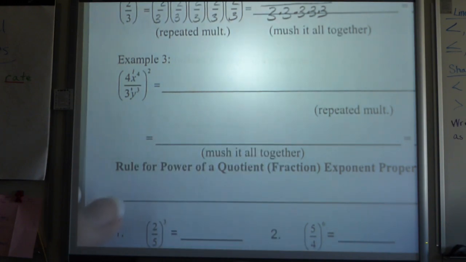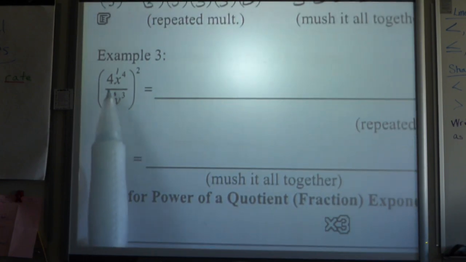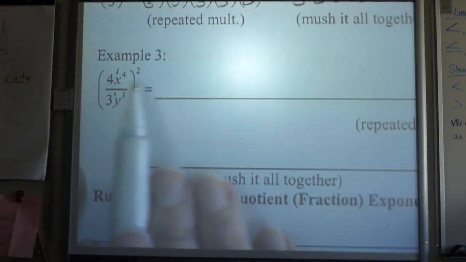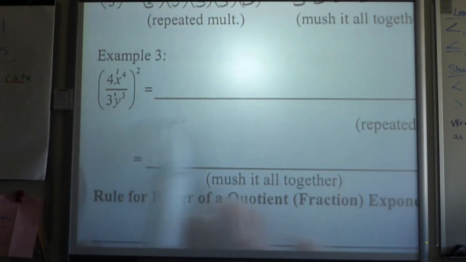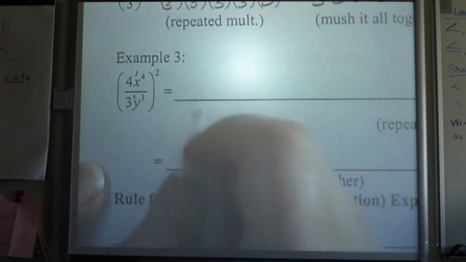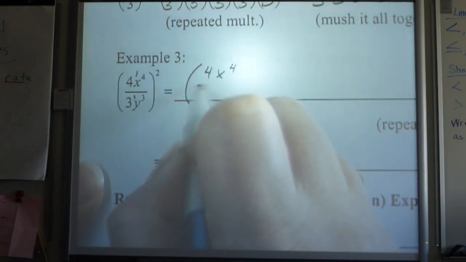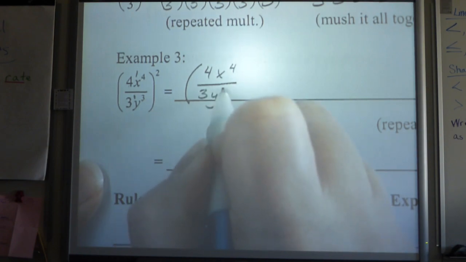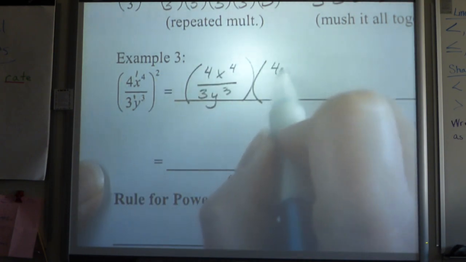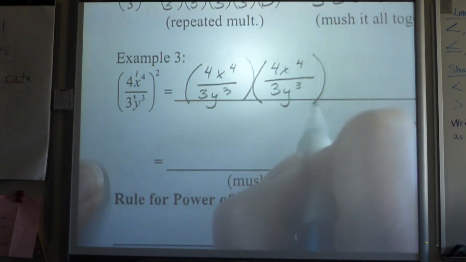And when we have a power to a power, what do we do with those powers? We multiply them together. Let's go ahead and do it as a repeated multiplication like we did here, or you could do the power to a power. But let's look at it as a repeated multiplication, since that's what our notes are prompting us to do. So this really means 4x to the 4th over 3y cubed, squared, multiplied by itself. So 4x to the 4th over 3y cubed, multiplied by itself.